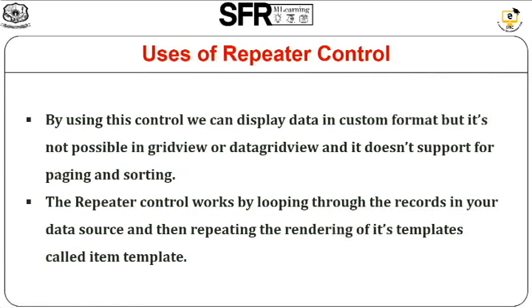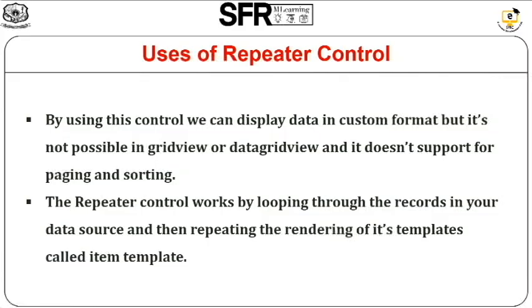The repeater control works by looping through the records in your data source and then repeating the rendering of its template called item template. That is, repeater control uses templates to provide access to the data source and repeating the rendering of its templates.